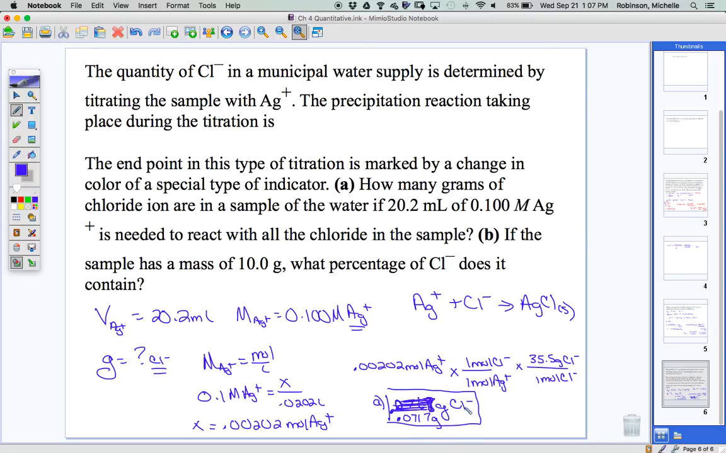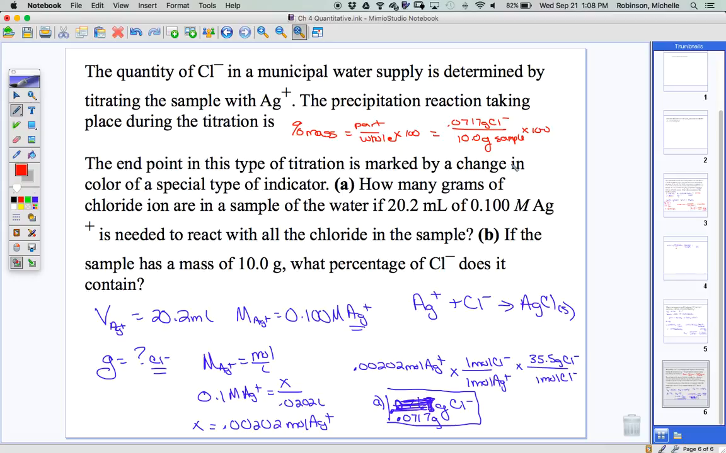So that answers A. Then B says if the sample has a mass of 10 grams, what is the percentage of chloride in the sample, basically? So any percentage is a part over a whole, right? So it's going to be percent by mass because that's what they gave you. What's the part? Right, the part that's chloride. So 0.0717 grams of chloride in the total grams of the substance, whatever it is, sample. We'll just call it sample. Times 100.